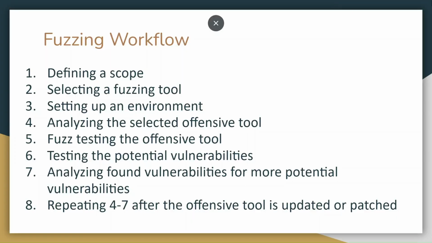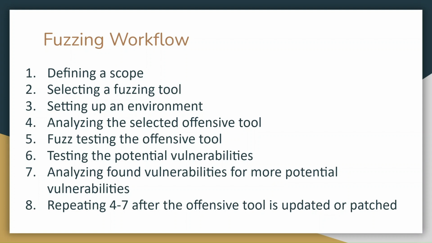The main deliverable of our project is the fuzzing workflow. Our goal in creating this workflow was to outline steps that can be applied to an offensive cybersecurity tool to discover active defense responses for that tool. So the first step is defining a scope. This entails choosing an offensive tool to apply the workflow to.